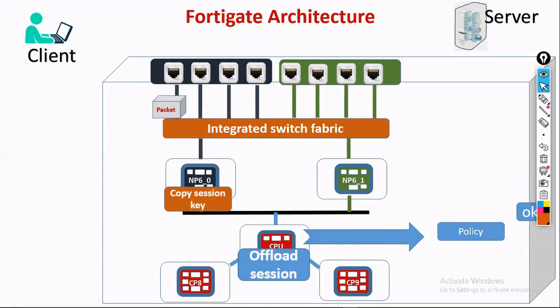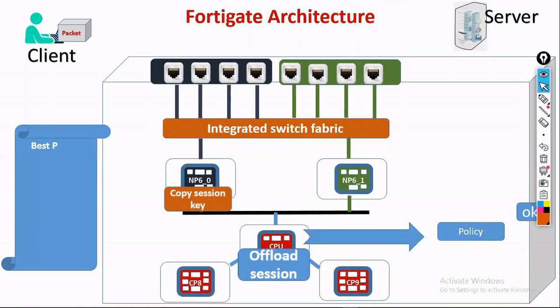The subsequent packets are handled by NP6. They will never go to the CPU. So this will make the processing very fast. That's why it is called fast path. For the best practice, always put your ingress and egress interfaces in the same NP6.